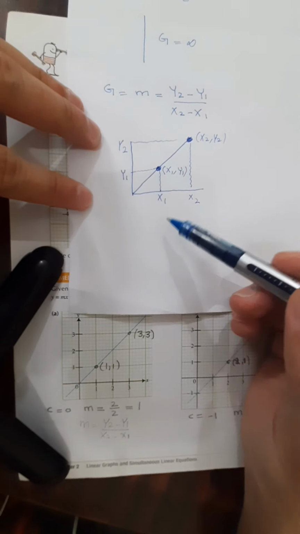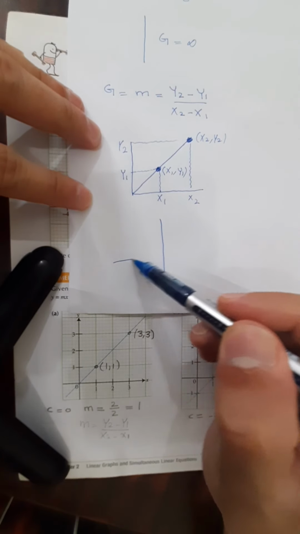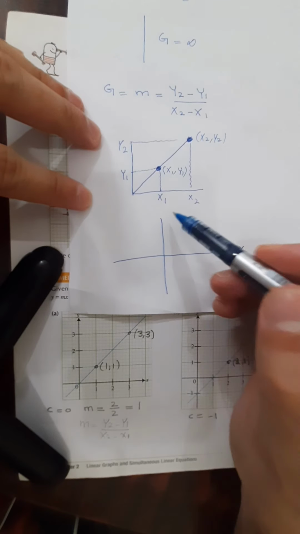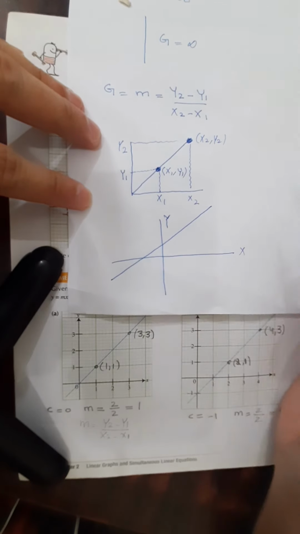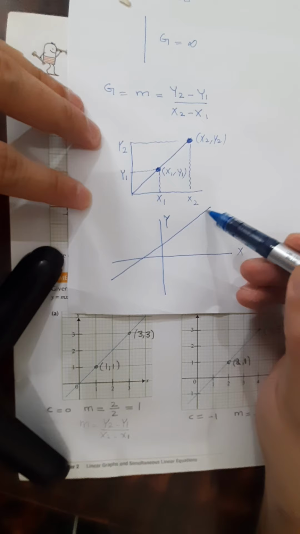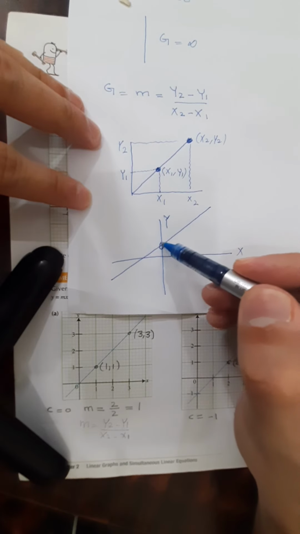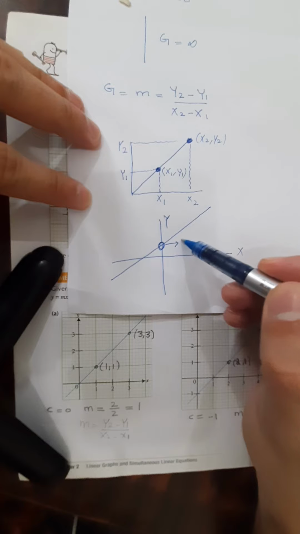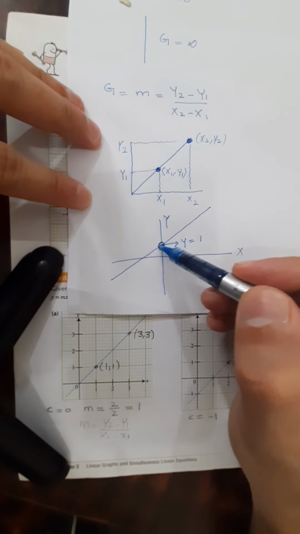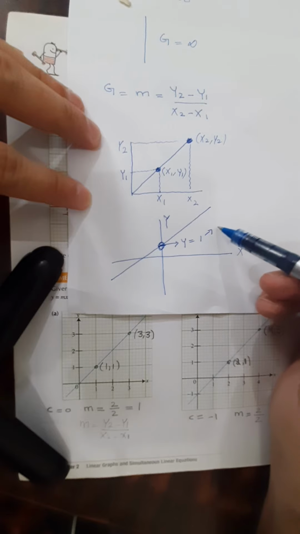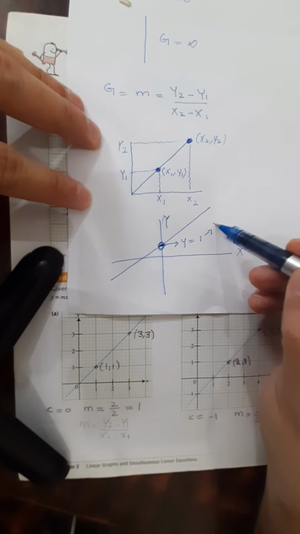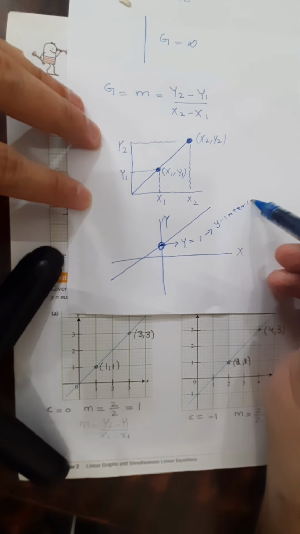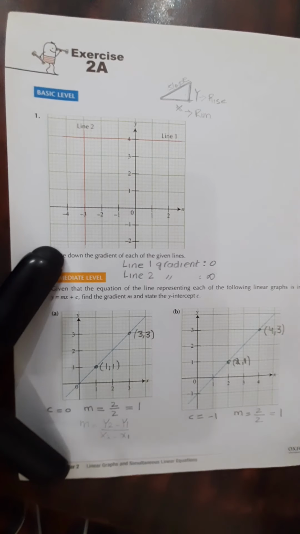What about the y-intercept? Suppose this is your x-axis and this is your y-axis, and there is a line, this one. Now this line is intersecting the y-axis at this point. Suppose at this point y is equal to 1. So this value of y, where this line is intersecting the y-axis, is called the y-intercept. So this was the basic idea of gradient or slope and y-intercept.